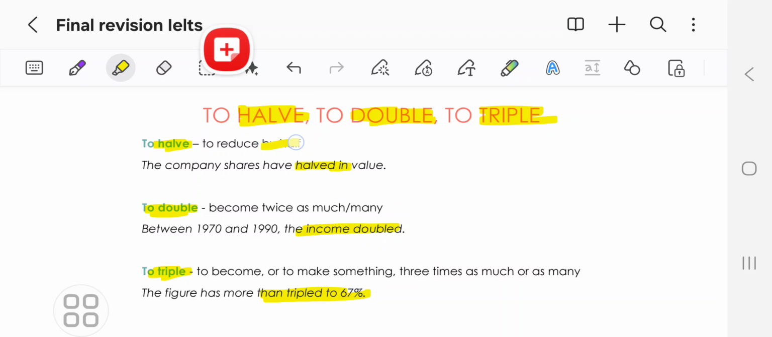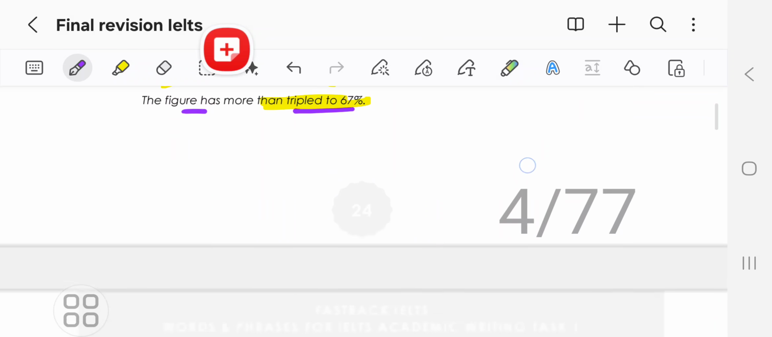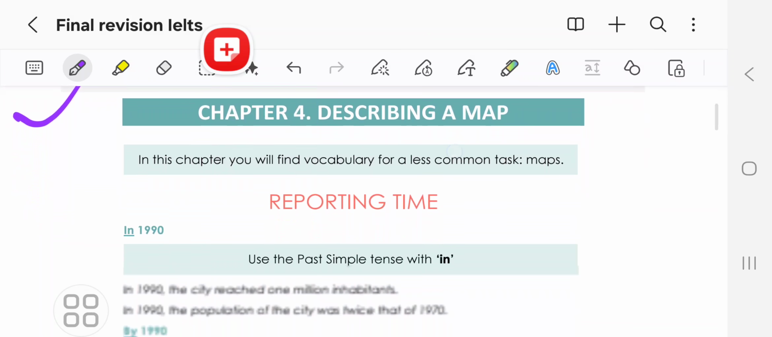Okay, reduced by half, becomes twice as much money. To make something three times as much money. So remember this thing, we have to understand. So the company share is half the value. With 1970, income doubled. The figure is more than triple at 67%. So just remember that.